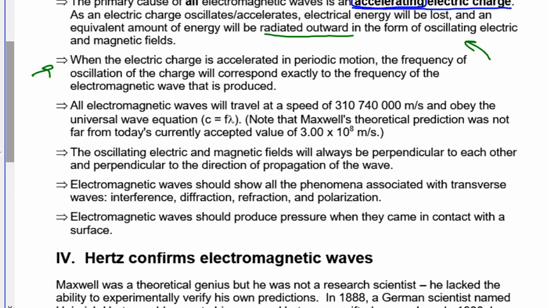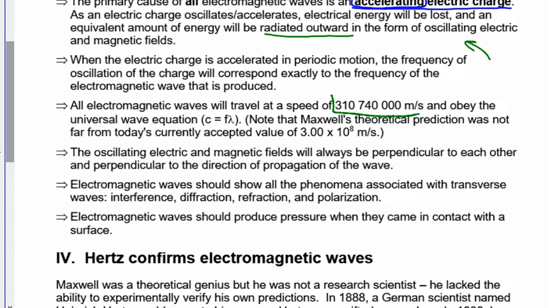Okay, number 2. When the electric charge is accelerated in periodic motion, the frequency of oscillation of the charge will correspond exactly to the frequency of the electromagnetic wave. Well, that really means if you had a charge that you oscillated back and forth, back and forth, that would be the same as the frequency of the wave that was produced.